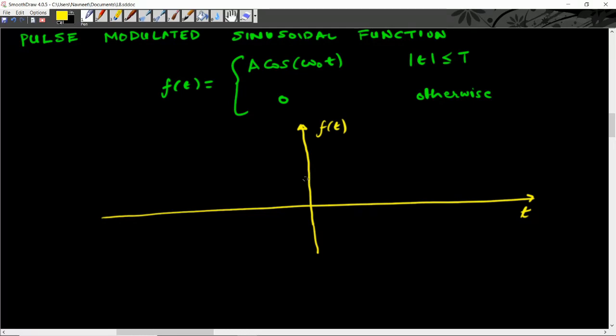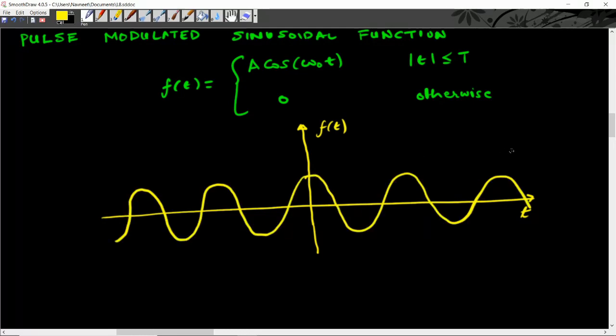That means if we have a cosine function with a frequency of omega naught, we'll consider only that part of the cosine function which lies between the time intervals of minus T to T, and outside this interval we'll consider that the function has zero value. So this is what we mean by a pulse modulated sinusoidal function, and in this particular case we have a pulse modulated cosine function with frequency omega naught and an amplitude of a. So this function is non-zero only between the time interval of minus capital T to T.